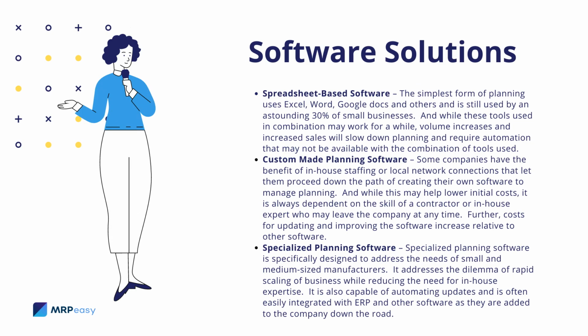Spreadsheet-based software. The simplest form of planning uses Excel, Word, Google Docs, and others, and is still used by an astounding 30% of small businesses. And while these tools used in combination may work for a while, volume increases and increased sales will slow down planning and require automation that may not be available with the combination of tools used.